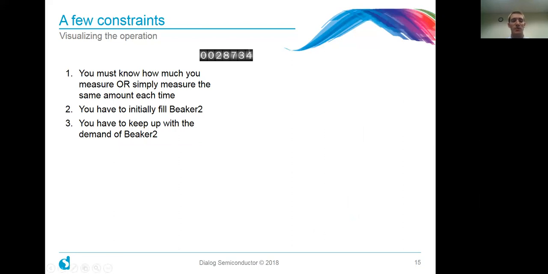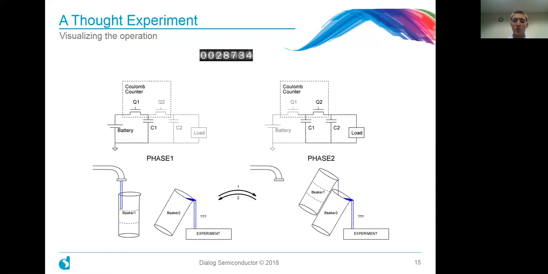Lastly, you have to keep up with demand of beaker 2. So suppose that in your experiment, something caught fire and you just need a lot of water. If your beaker 1 can't fill up beaker 2 fast enough to keep up with the demand, there's going to be some problems. And the analogy with that is if you have loads that are too high that can't keep up with the output bypass cap, then there's going to be issues. So that's just something to think about as you're looking into this solution: how much of a load am I expecting, and what kind of tax can that take on C2.